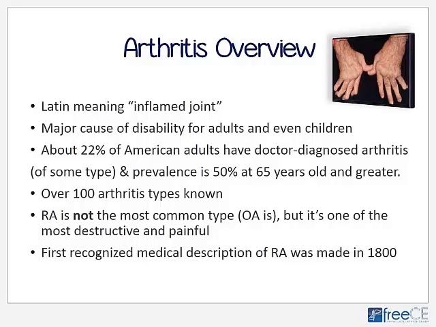There are over 100 types of arthritis currently understood or at least categorized. RA is not the most common type. OA, or osteoarthritis, is, but RA is certainly one of the most destructive and painful. RA has been recognized for over 200 years. It was first described, medically at least, back in the year 1800 by a French doctor, I believe out of Paris. Although it was described, certainly it wasn't well understood, and even 200 years later, it's not all that well understood.